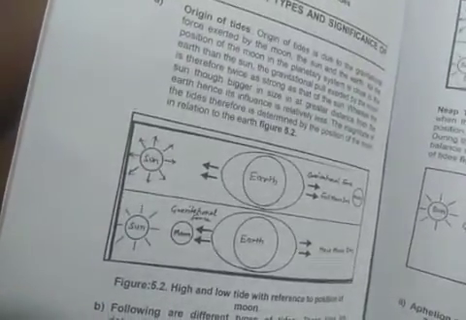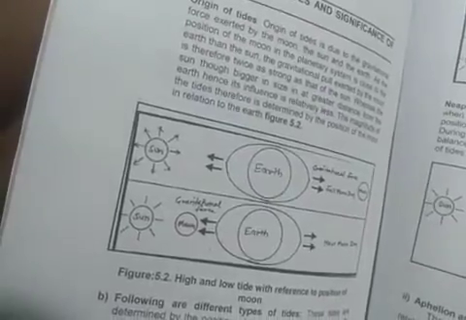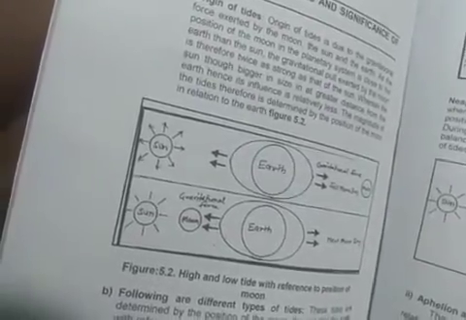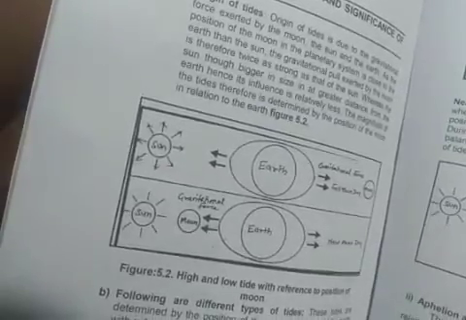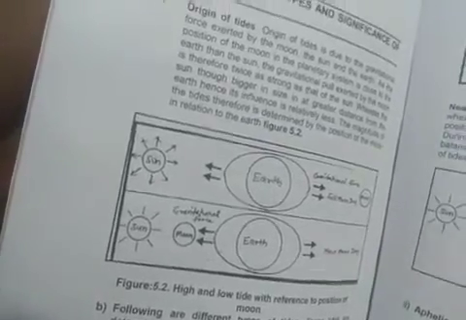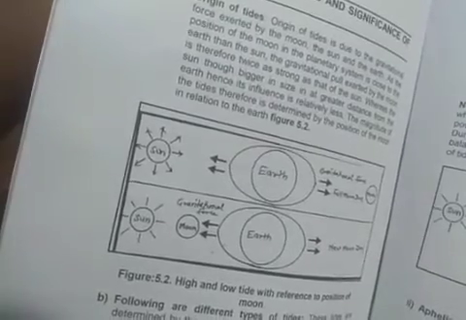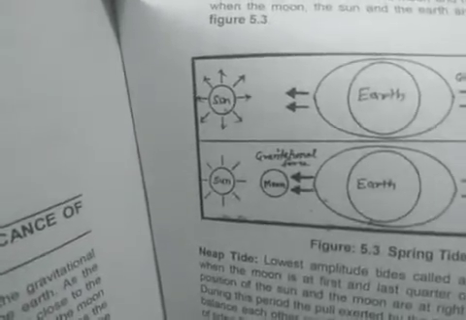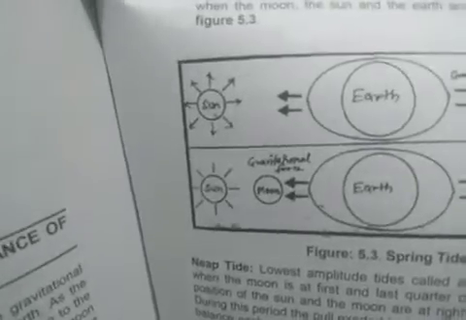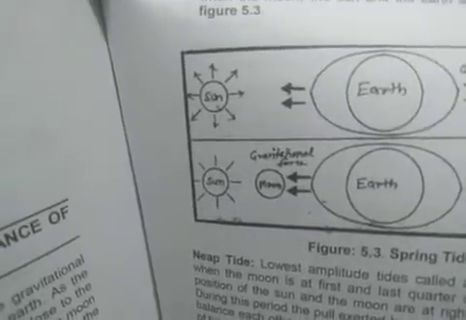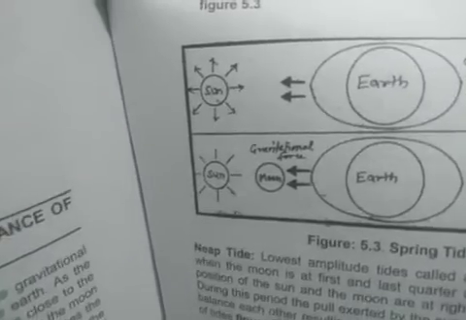Following are the different types of tides. These tides are determined by the position of the moon, the sun, and the earth, with reference to the rotation and revolution of the earth and the moon around itself and the sun, respectively. Spring tide. Highest tides, known as spring tide, occur on 2 days in a month, that is, on full moon and new moon days, when the moon, the sun, and the earth are almost in a line.